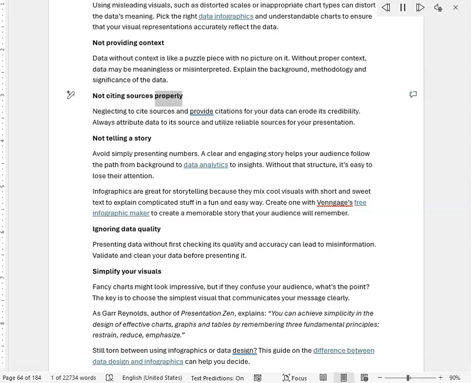Not citing sources properly. Neglecting to cite sources and provide citations for your data can erode its credibility. Always attribute data to its source and utilize reliable sources for your presentation.